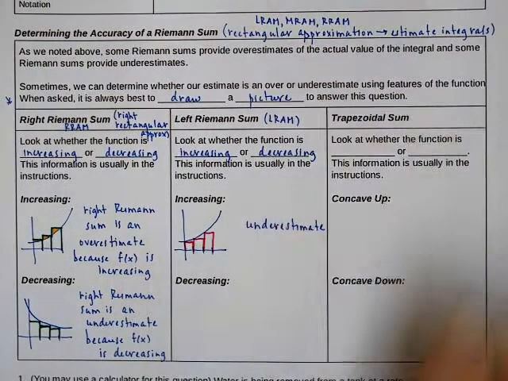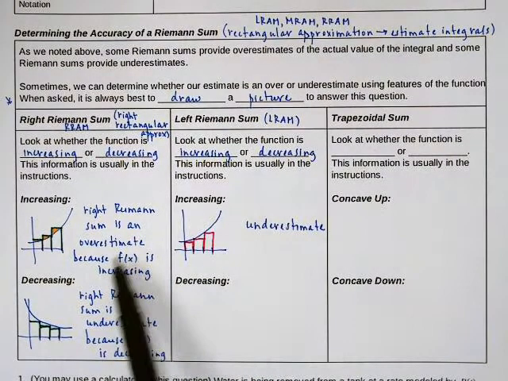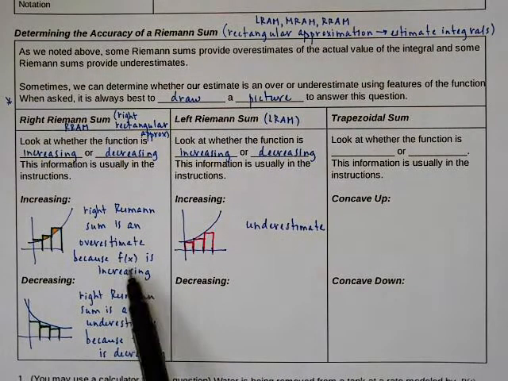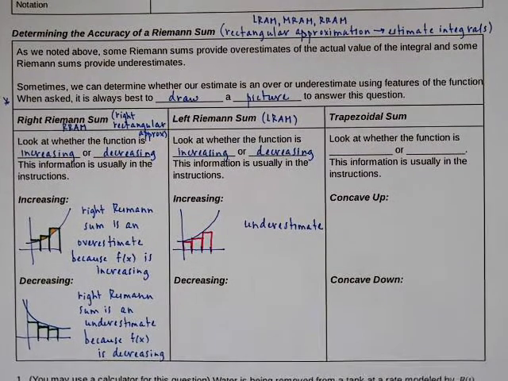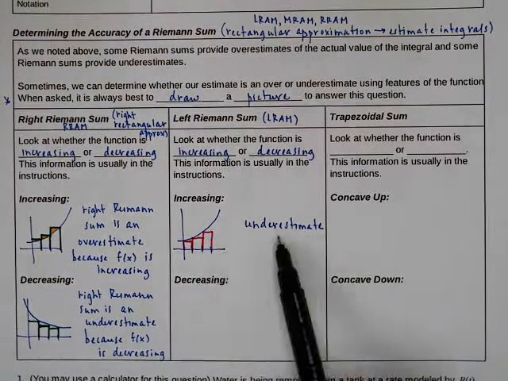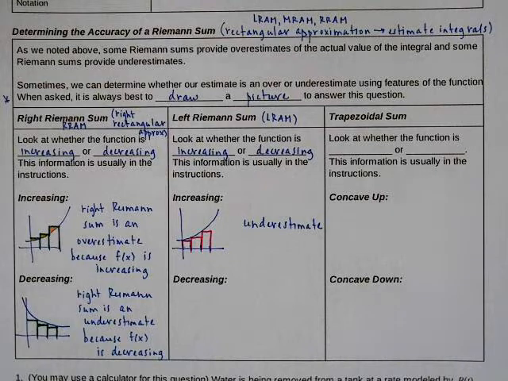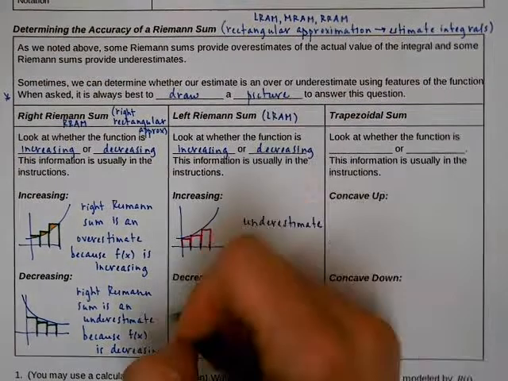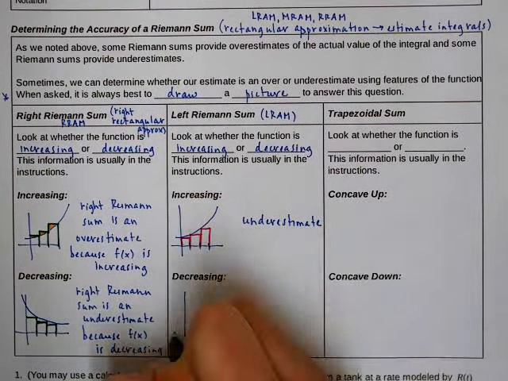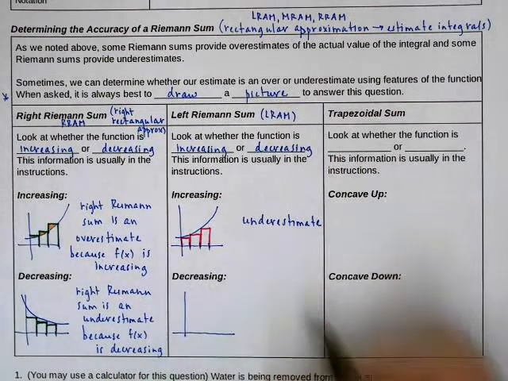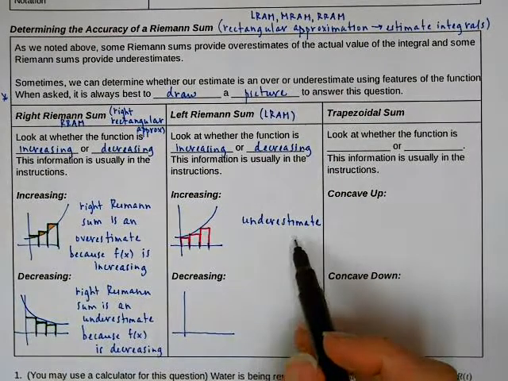Now, we would still technically say that this left Riemann sum is an underestimate because f of x is increasing, but for the sake of time here, I'm just going to make note that that's an underestimate. For decreasing, we can see why. We can probably anticipate now, guess, predict that this is going to be an overestimate, so let's go ahead and see.